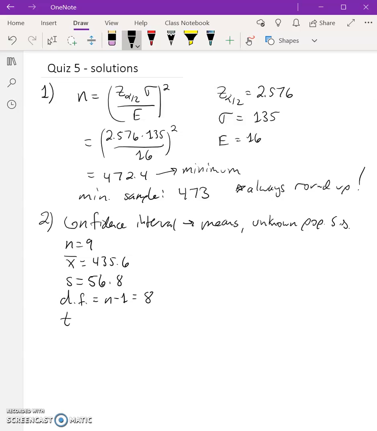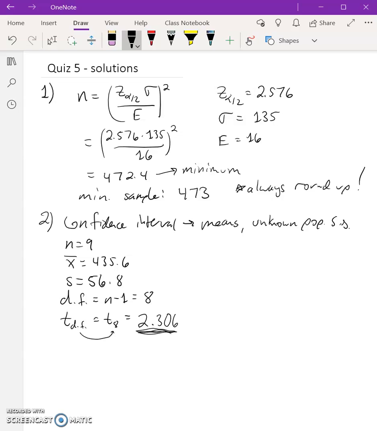Now our t sub degrees of freedom, this is really t sub 8. So if you look on the chart, for the 95% confidence with the row for degrees of freedom being 8, you should find this to be 2.306. Many of you who got to this point did not find the correct number here. You ended up using t sub 9, so make sure that you use t sub 8.